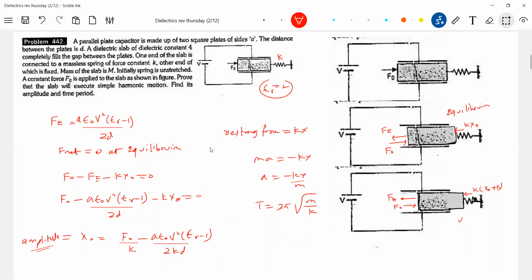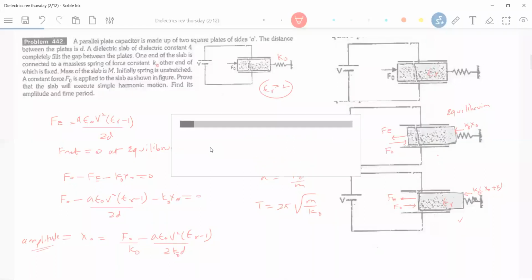So it's independent of the dielectric slab. Epsilon r is what we are taking, not K, that one. So don't get confused with the spring constant. Or if you want, you can bring spring constant K naught. Okay, so very simple. So this can be asked here. It's purely diagram based.